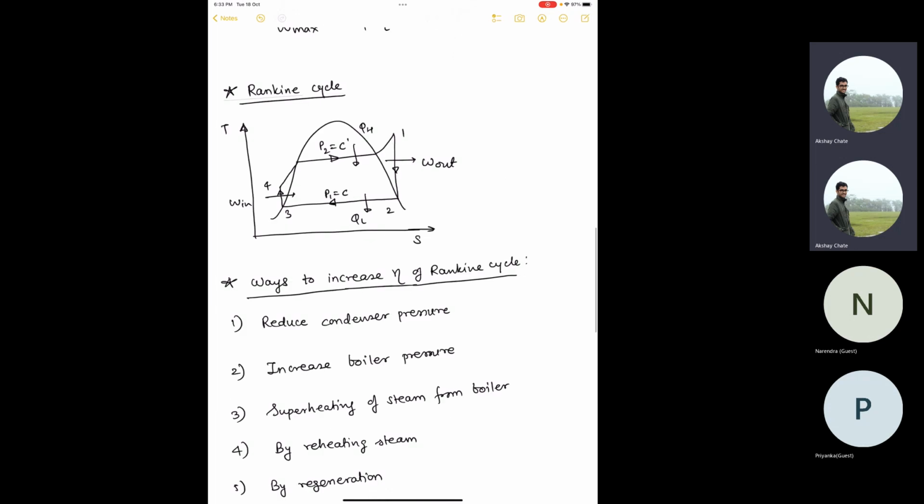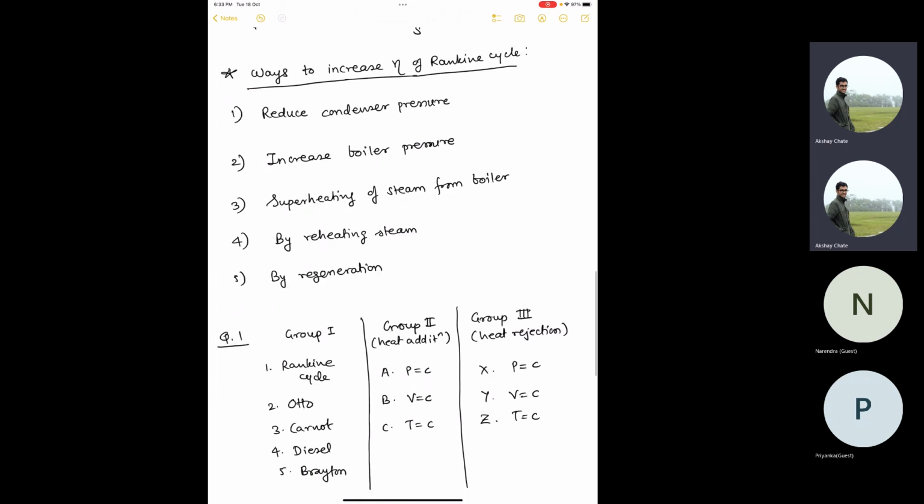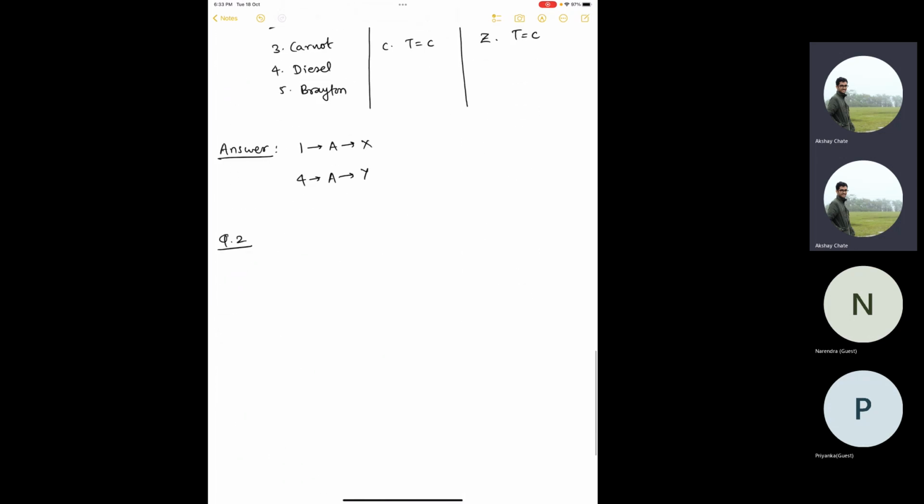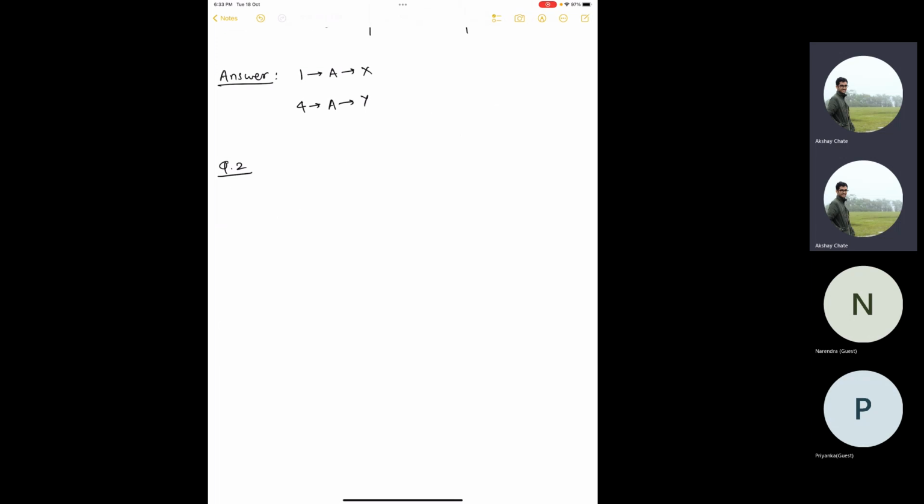So we'll take 1 more question. This is also a GATE question from 2004. It is a common data question with two parts. I'll draw a schematic of this question. That way it will be better to understand.